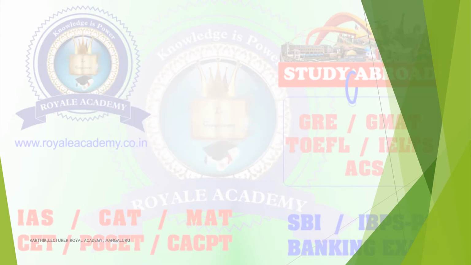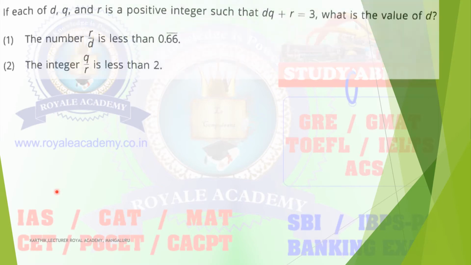So we'll study problems on number system, number properties, one by one. The first problem: if d, q, r are positive integers such that dq plus r is equal to 3, then what is the value of d? You have to determine the value of d with the help of two statements. First statement, r by d is less than 0.66, and second statement, q by r is less than 2. With the help of these two statements, you have to answer the question: what is the value of d?